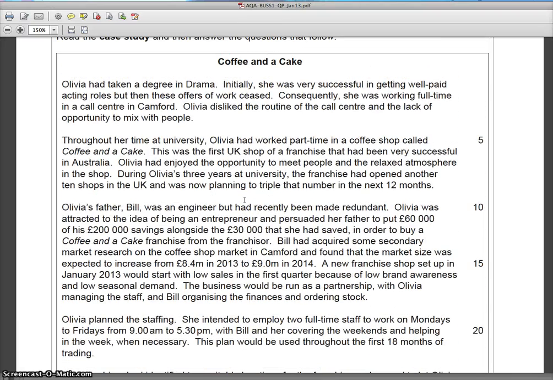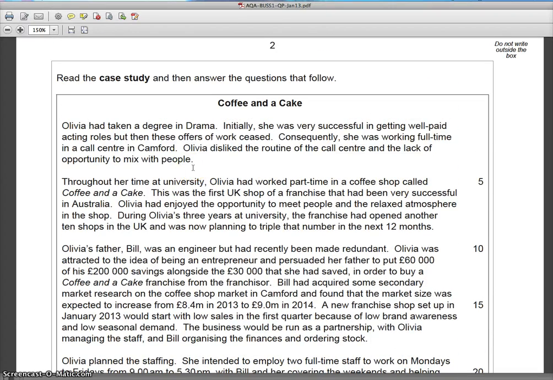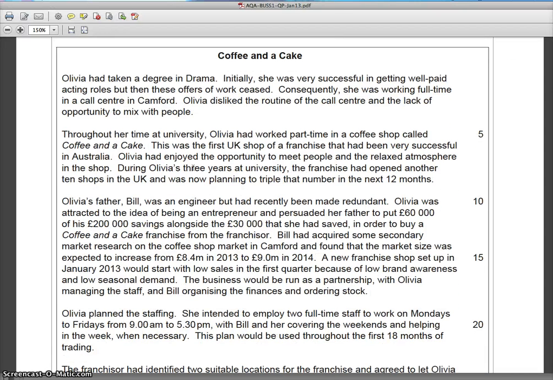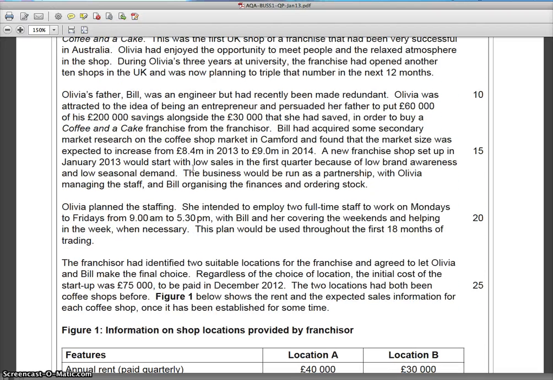So let's just go through it fairly systematically. First paragraph, no mention of the year 2013 or of any year, so that's not relevant. Second paragraph, same thing again, no mention of any year. But in the third paragraph, we can see in the middle a mention of the total value of the market size. So the market in Camford is expected to increase from 8.4 million in 2013 to 9 million in 2014. So the bit that we want really is the 8.4 million. That's your first piece of information. The total value of the market in Camford in 2013 is 8.4 million.